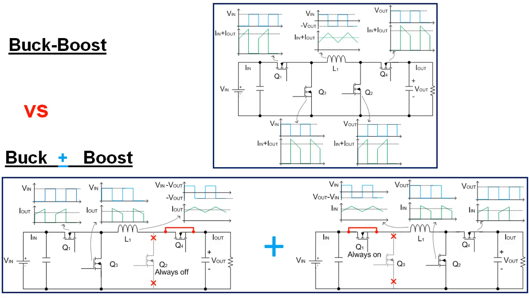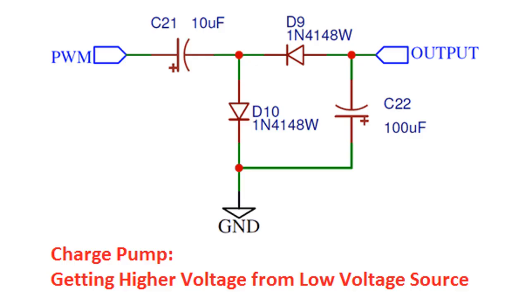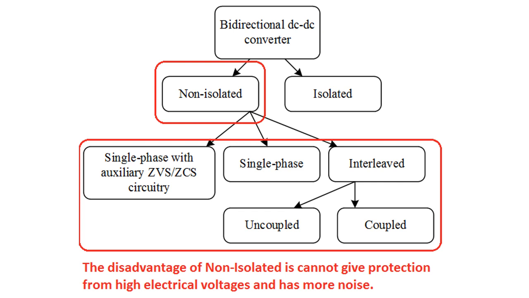Buck-boost converter. In a buck-boost converter, the output voltage can be increased or decreased relative to the input voltage. It works by either boosting or bucking the voltage. The common usage of this converter is to reverse the polarity. Charge pump. This converter is used to step the voltage up or down in applications that have low power. The disadvantage of non-isolated converters is that they cannot give protection from high electrical voltages and have more noise.